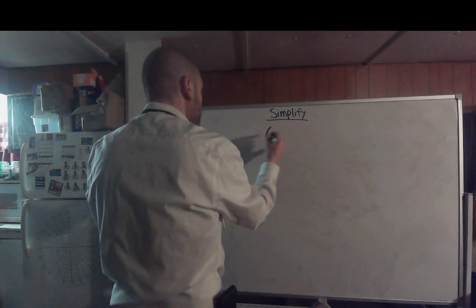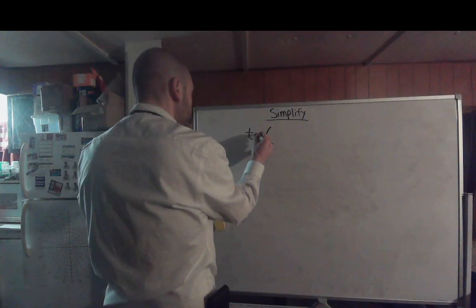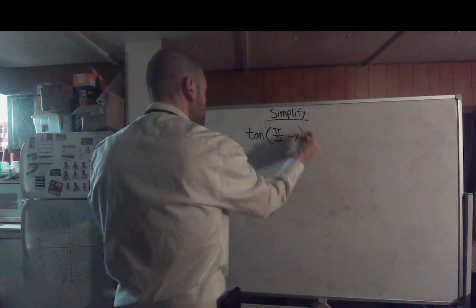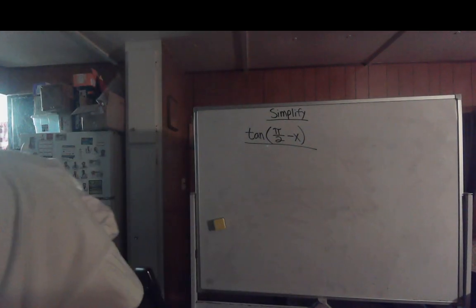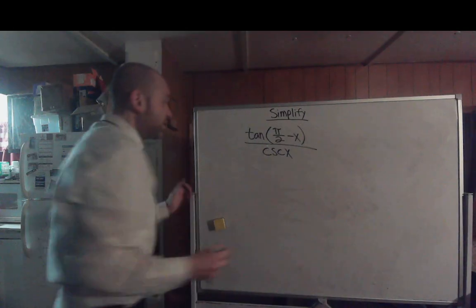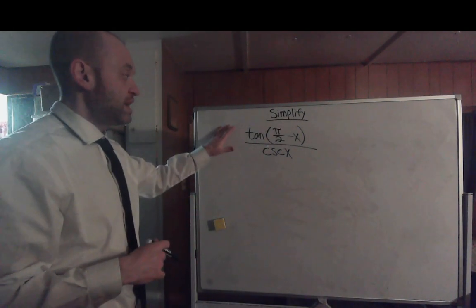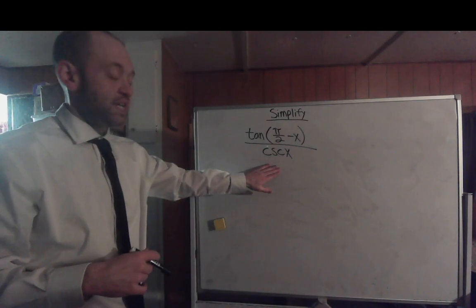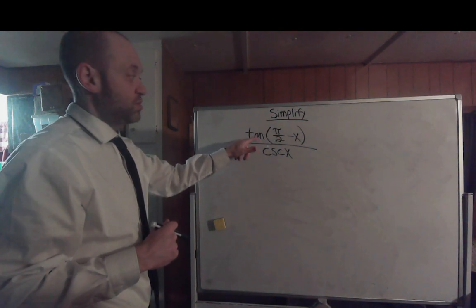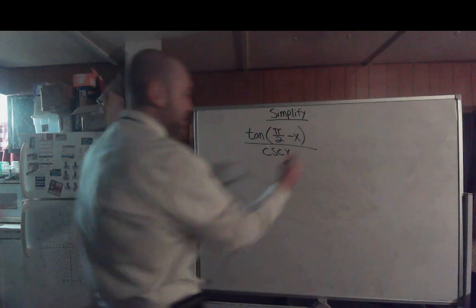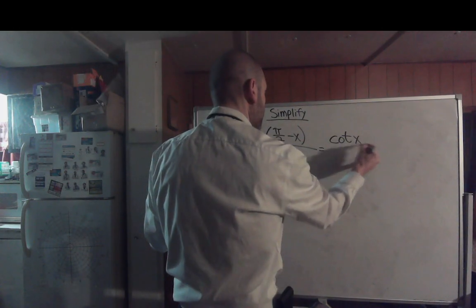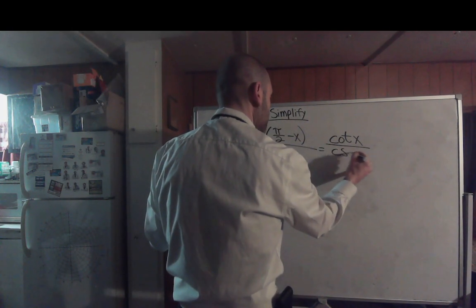Alright, let's see here. We have the tangent of pi over 2 minus x all over cosecant of x. So how are we going to simplify that? Well, this is a cofunction identity. So what's tangent of pi over 2 minus x? That would just turn into the cotangent of x, right? So now you have the cotangent of x over the cosecant of x.